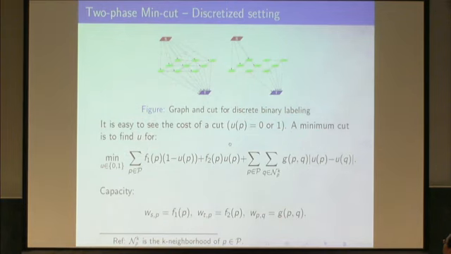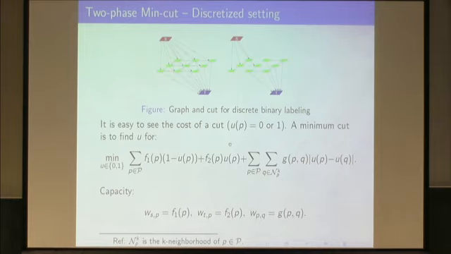Especially for this graph, assume the capacity here is F1, the capacity here is F2, and between the points you have a capacity g_pq. Those are the capacities. If you cut, you cut the edges here, this one and this one, so this will produce a cut. And we want to find a cut which has minimum cost.